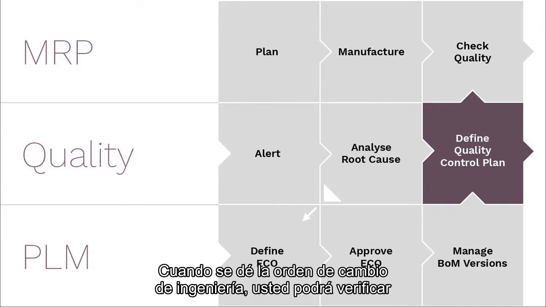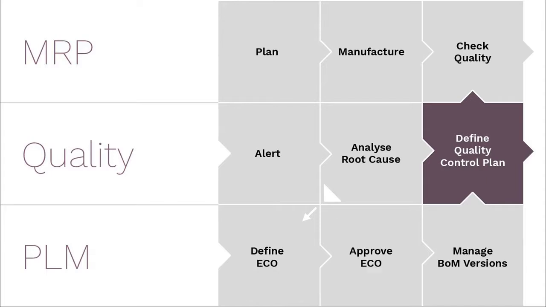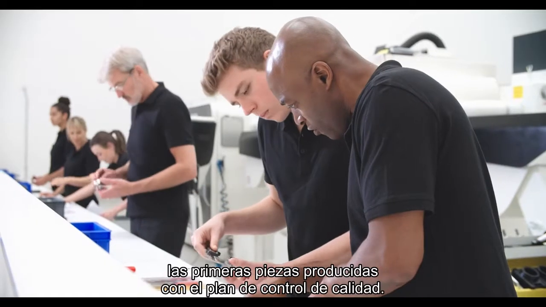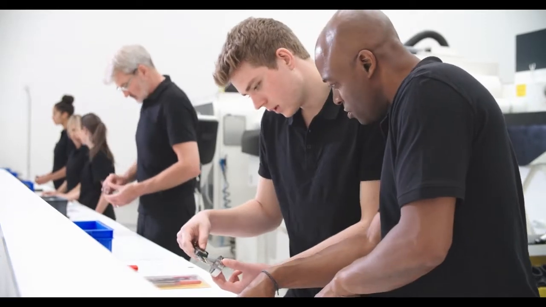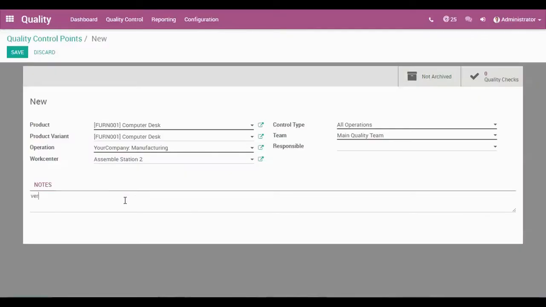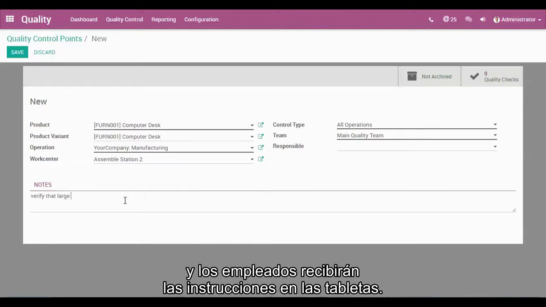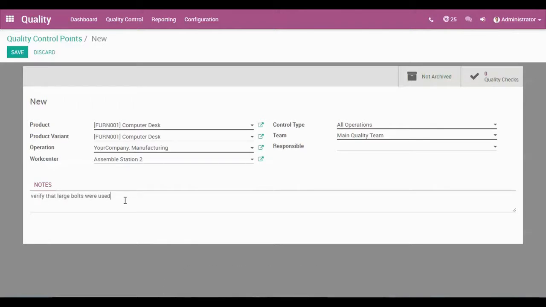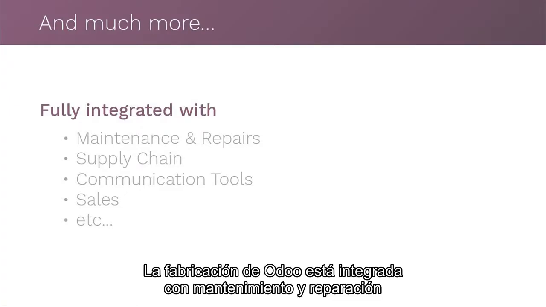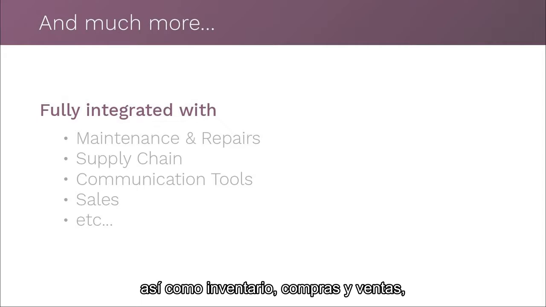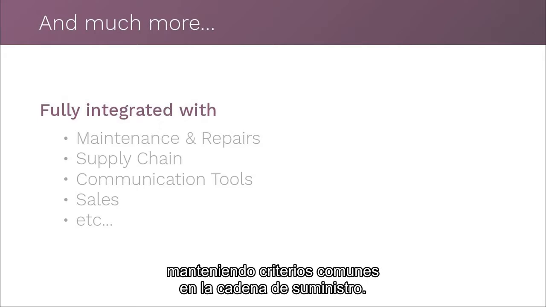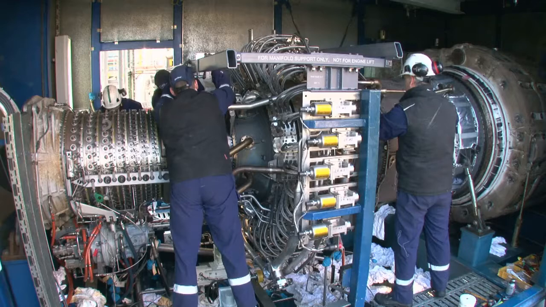When the engineering change order is deployed, you can check the first pieces produced with a quality control plan. Set up a new control point and the workers will receive instructions on their tablets. Odoo Manufacturing is fully integrated with maintenance and repairs, as well as inventory, purchase, and sales, keeping everyone in your supply chain on the same page.